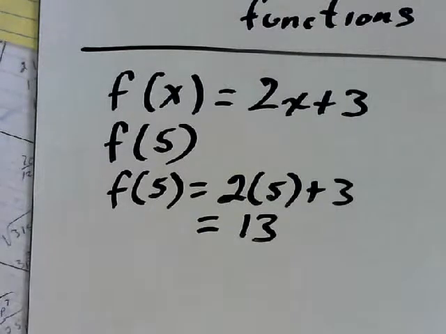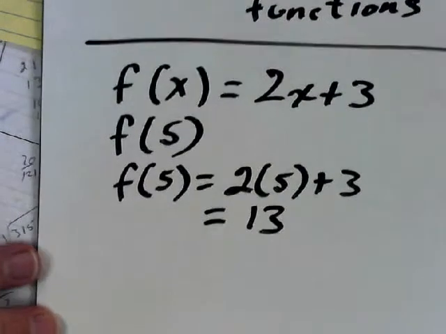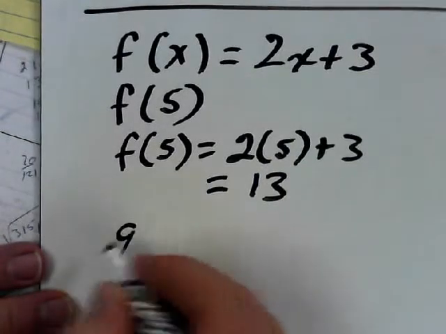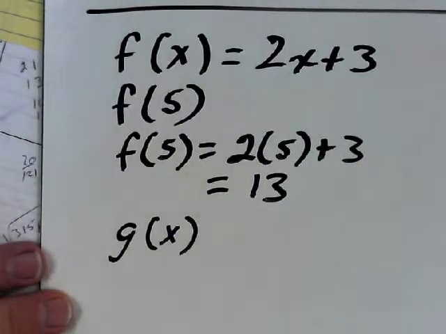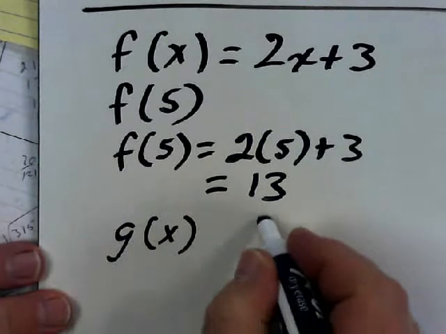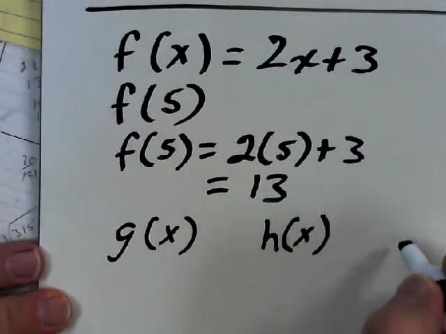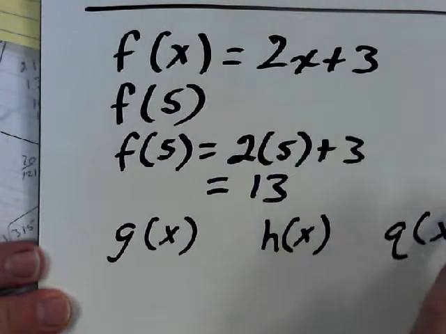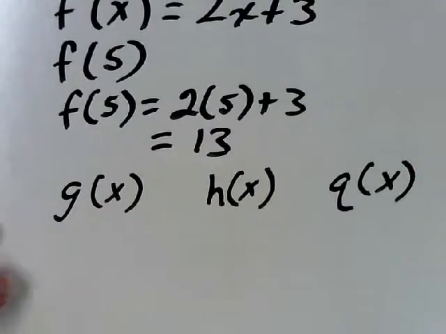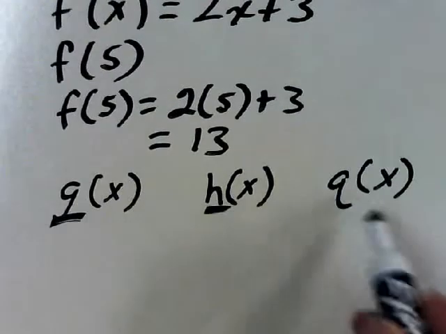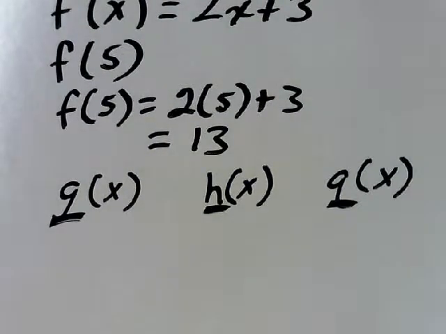Did all functions have to have an f of x? Nope, they could have had g of x, h of x, or q of x. So basically any letter that I wanted to use would designate a different function, right? We are going to talk about 4 different compositions today using the functional notation.